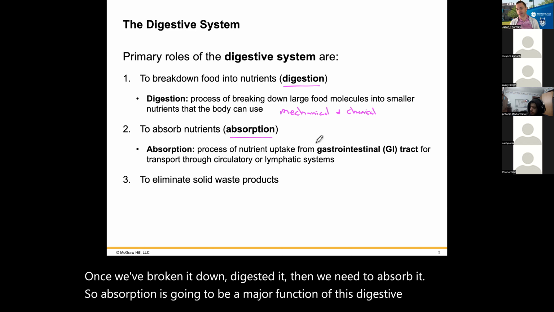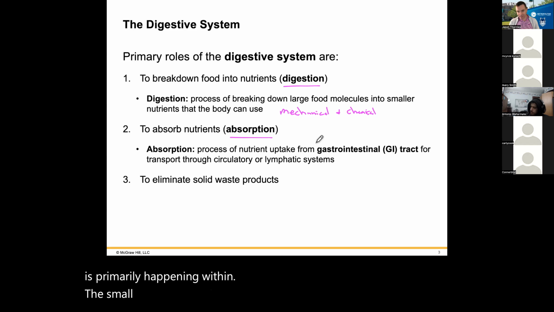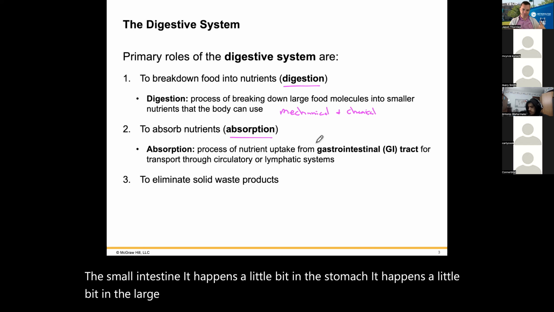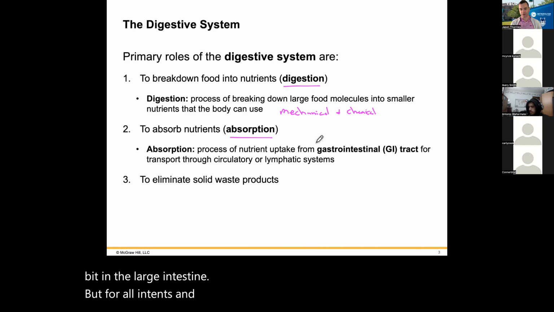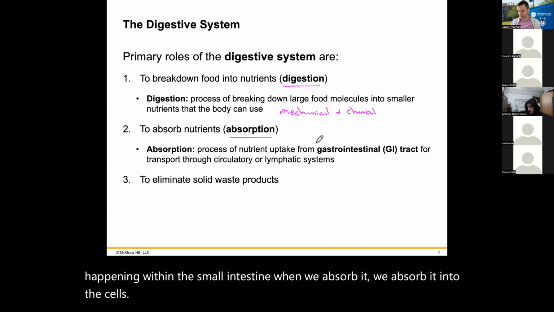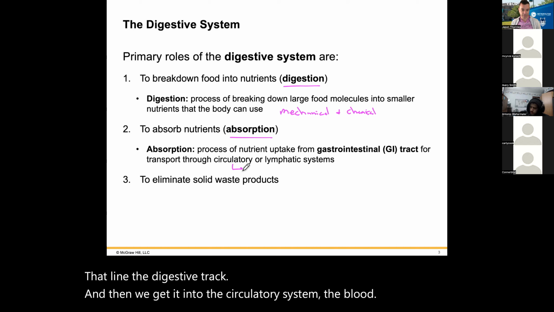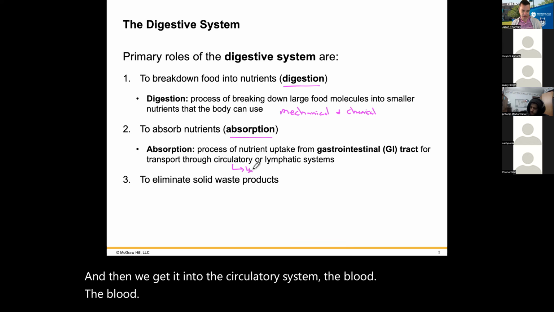This is primarily happening within the small intestine. It happens a little bit in the stomach. It happens a little bit in the large intestine. But for all intents and purposes, absorption is primarily going to be happening within the small intestine. We absorb it into the cells that line the digestive tract, and then we get it into the circulatory system, the blood. It can get into lymph as well.